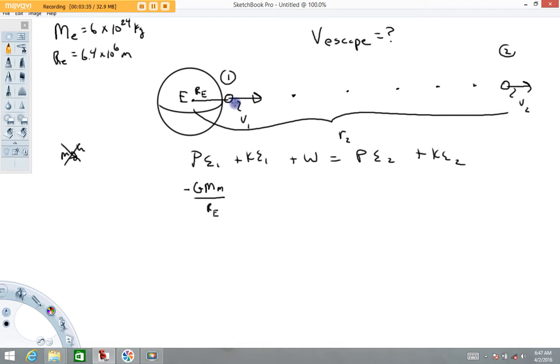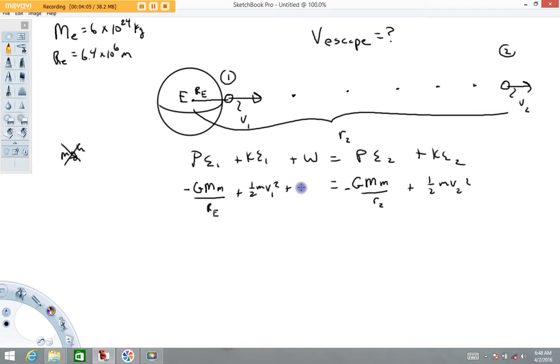At position 1, we also have a kinetic energy, 1/2 m v1 squared. As usual, I'm going to hold off on the work term. For those of you who've seen lots of my videos, I like to talk about the work terms last. I'm just going to leave a space for it. All right, PE2. Again, minus big G, big M, little m over R2. KE2, 1/2 m v2 squared.